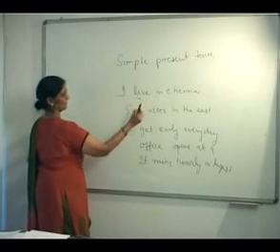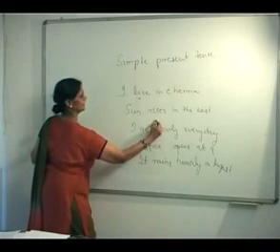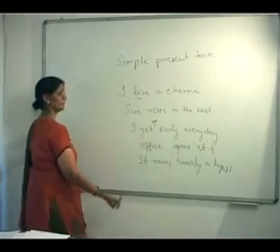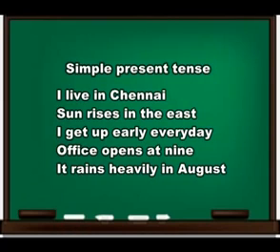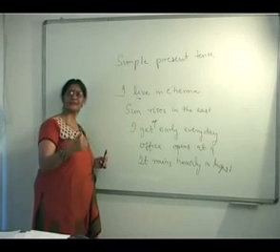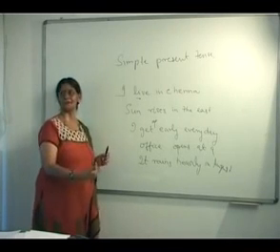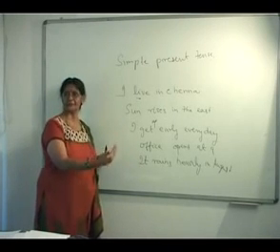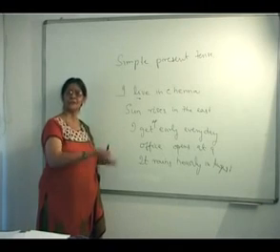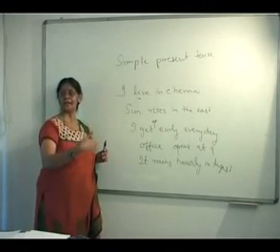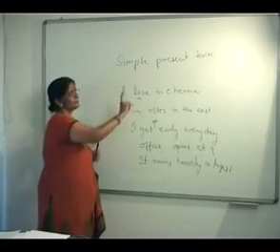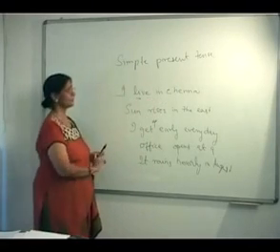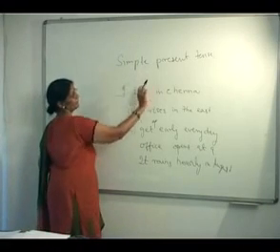Now, when you carefully look at these sentences, you can see a few things. I live in Chennai. I get up early every day. Office opens at 9. These are sentences that tell you what you do on an everyday basis. Like your routine. Every day I get up at 6 o'clock. I go to take my bath at 6:30. I eat my breakfast at 10 o'clock. I go to office at 10:30. So your habitual dealings, habitual routine work, you always use simple present tense to express those actions. That is one use of the simple present tense.